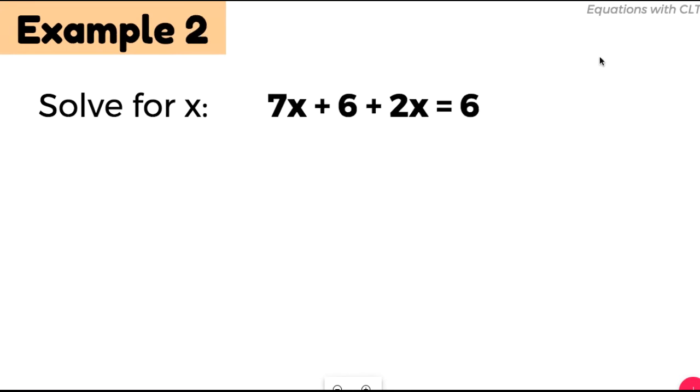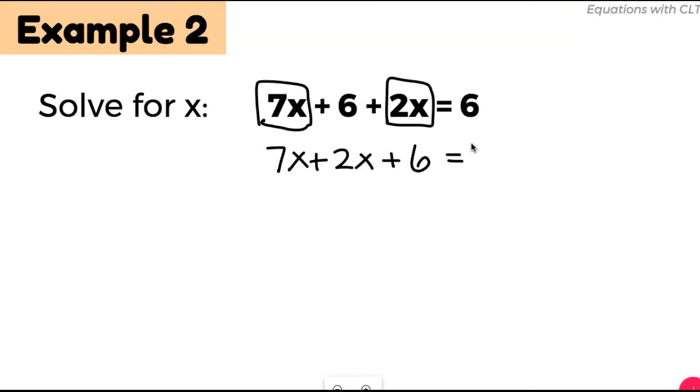Let's look at another example. First thing we look for is simplify each side. I have no subtraction to deal with. So this is the point where we look and see, what can I do? Well, I have all addition, and I have x's here, x's here. I'm going to go ahead and use the commutative property so I can rearrange and get my x's next to each other.